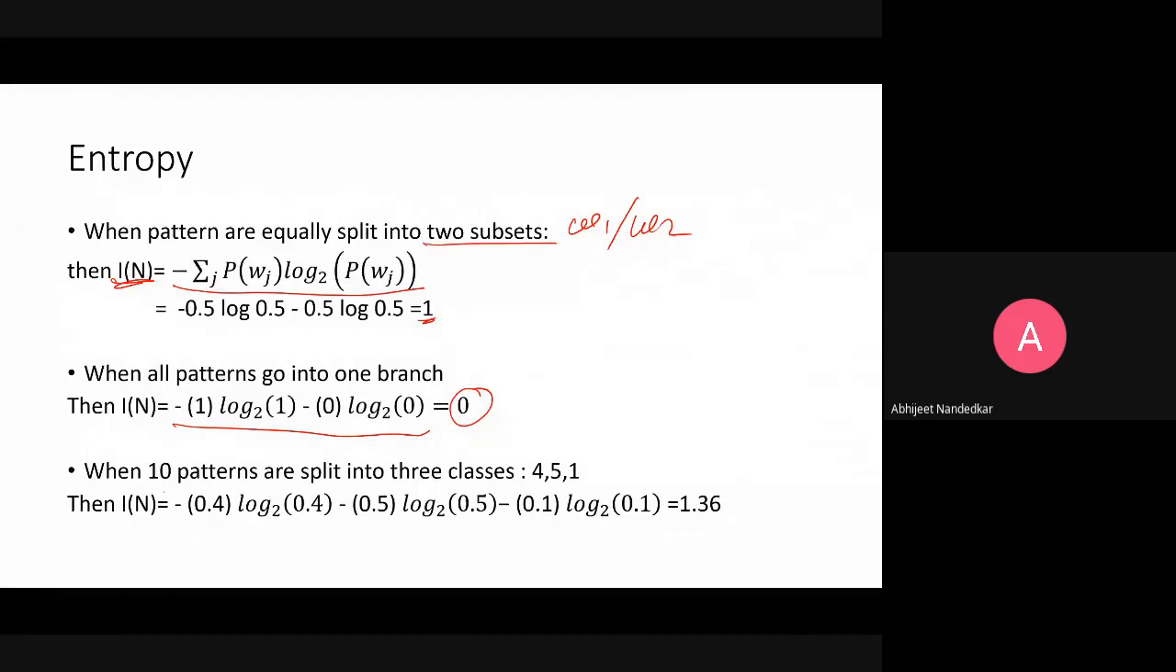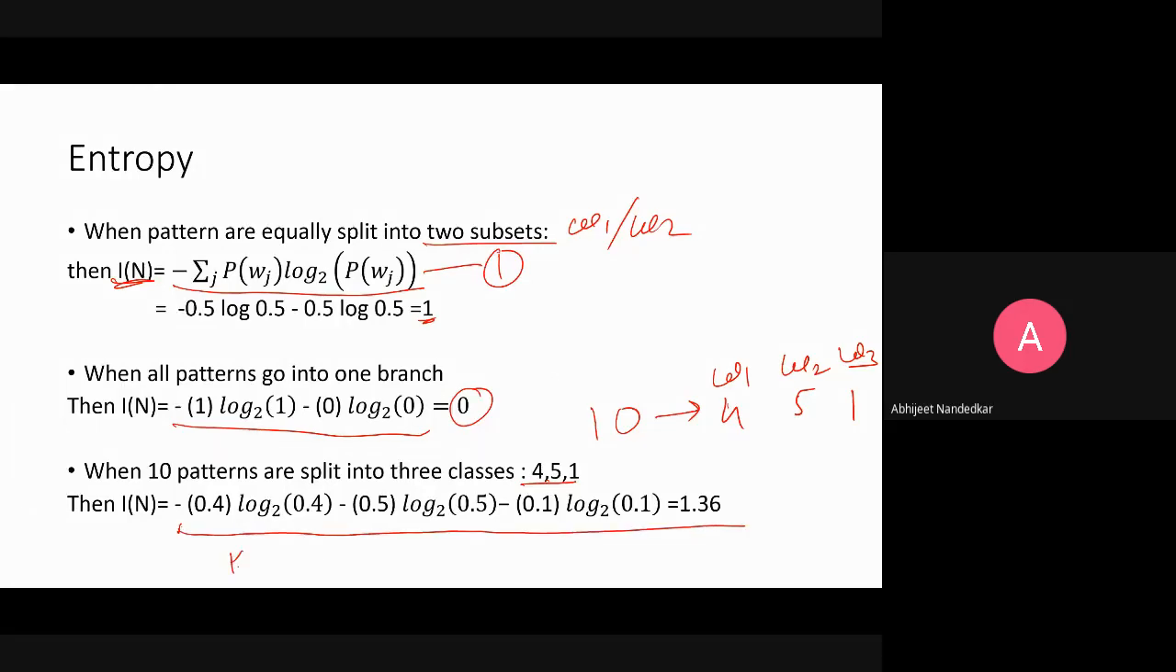When 10 patterns are split into three classes, suppose there are 10 patterns which are split into omega 1, omega 2, and omega 3 as 4, 5, 1, then the entropy using this formula, for j equal to 1 to 3, you will get entropy as 1.36.